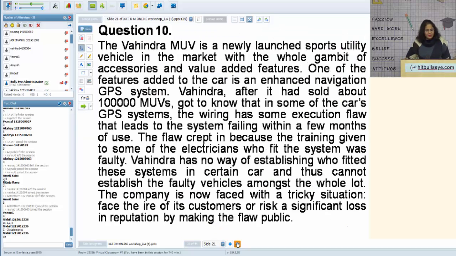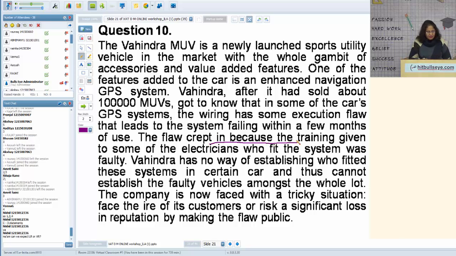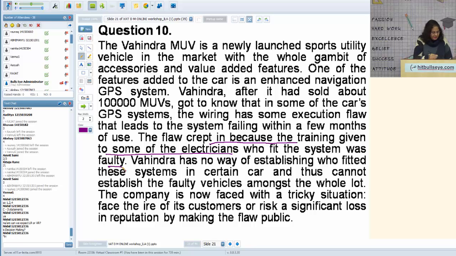Okay, the next question. Here we have it about an MUV, a very important one. We have been talking about ethical decisions which give precedence to ethics rather than material benefits. So the flaw has crept in because there's a flaw there in the MUVs, and because the training given to some of the electricians was faulty. And yes, Nikhil, definitely there'll be some questions on AR, and Mahindra has no way of establishing who fitted these systems, so they didn't know which of these vehicles has it.